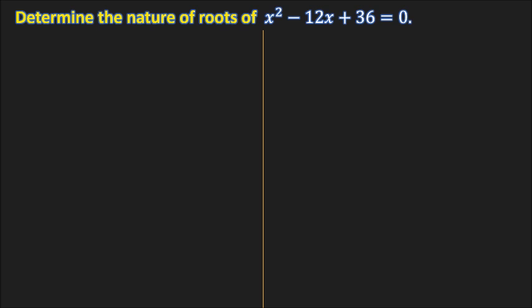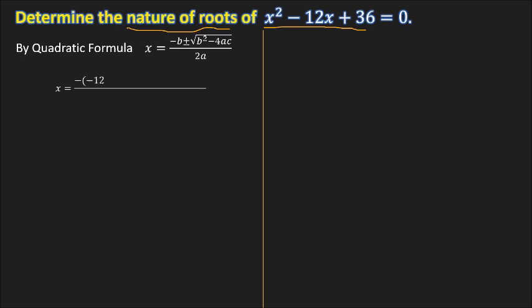Okay, let's consider some examples here. Determine the nature of roots of x squared minus 12x plus 36 equals 0. Okay, first I will show you the roots of this quadratic equation using the quadratic formula here. So, x equals negative b plus or minus the square root of b squared minus 4ac all over 2a. By substitution, our b from our original quadratic equation is negative 12.